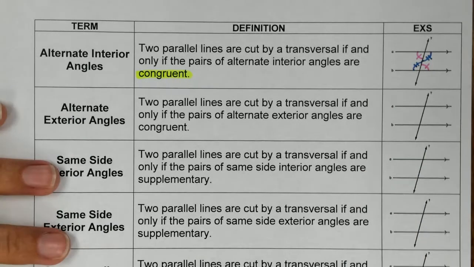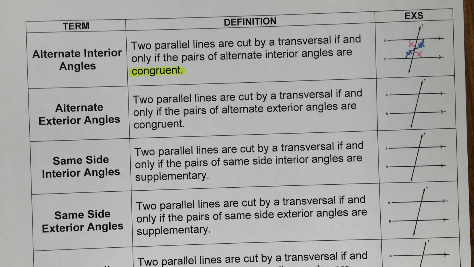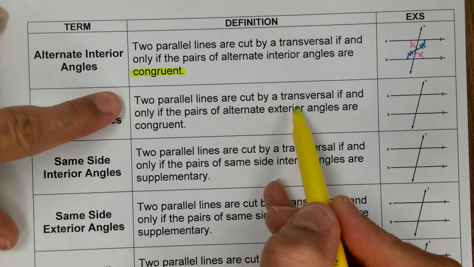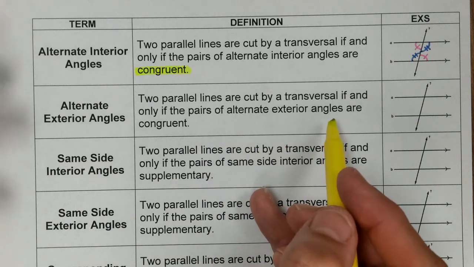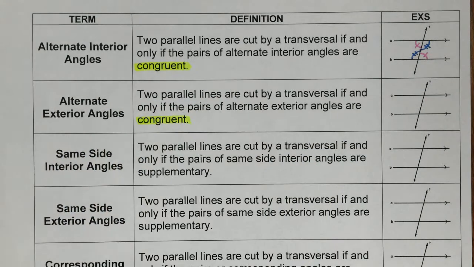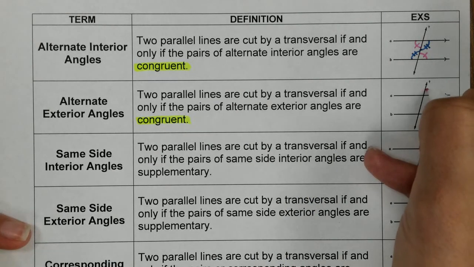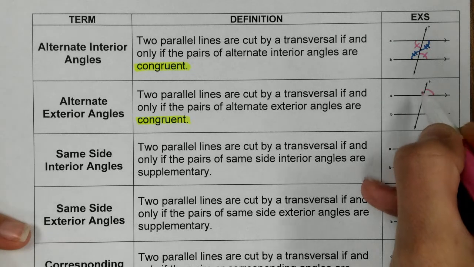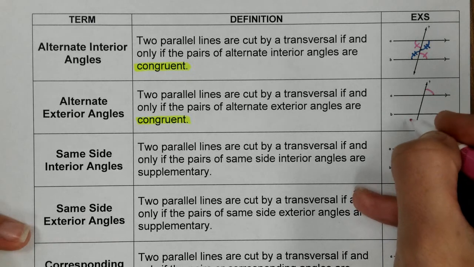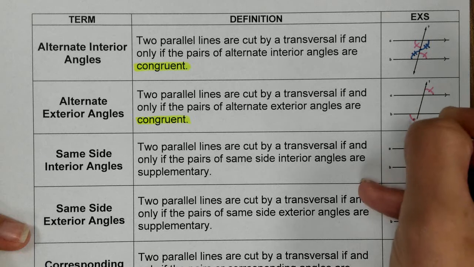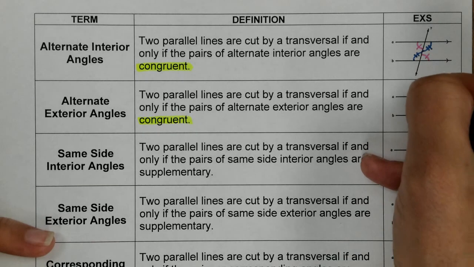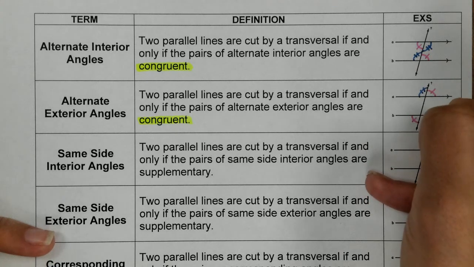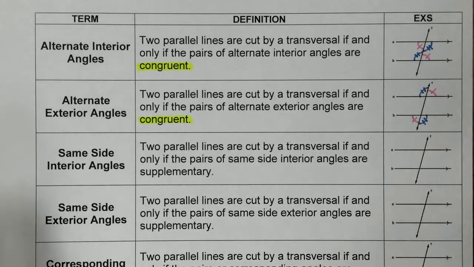Our alternate exterior angles: two parallel lines are cut by a transversal if and only if the pairs of alternate exterior angles are congruent. So again, we can identify our alternate exterior. If I look at this angle right here, I'm going to go to the alternate side, go to the exterior on the other parallel. They are congruent. And then we can look over here and see our other pair of alternate exterior angles.